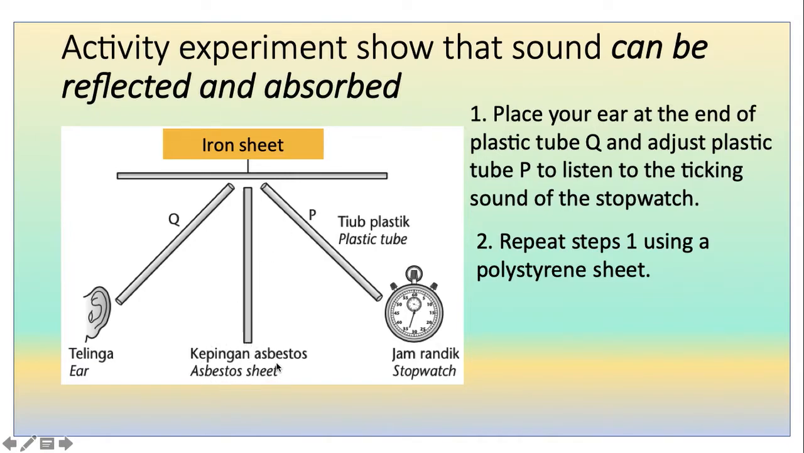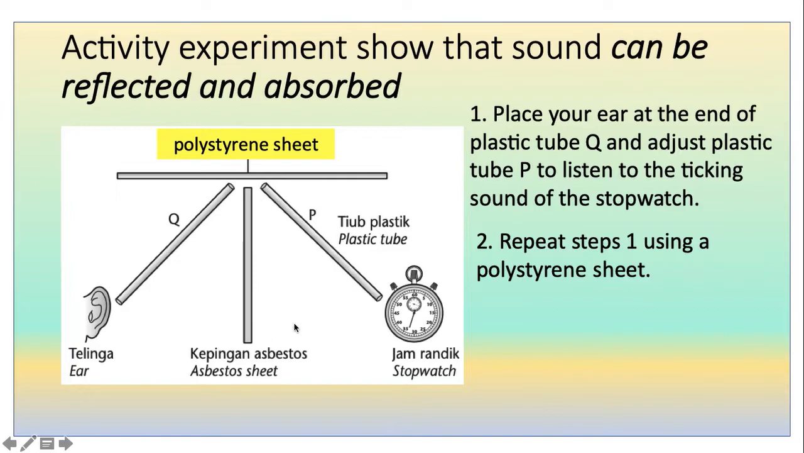An asbestos sheet is placed between the ear and a stopwatch. This is to prevent the sound from transferring directly to the ear and it can only be heard through the plastic tube. An iron sheet is placed horizontally at the end of both plastic tubes. This iron sheet is used as a reflector surface. After the sound of the stopwatch is heard, the iron sheet is replaced with a polystyrene sheet.